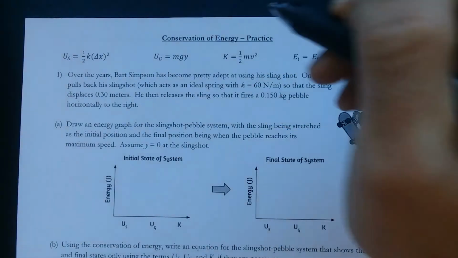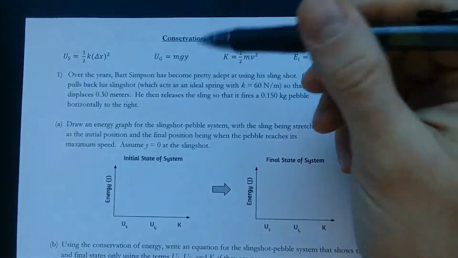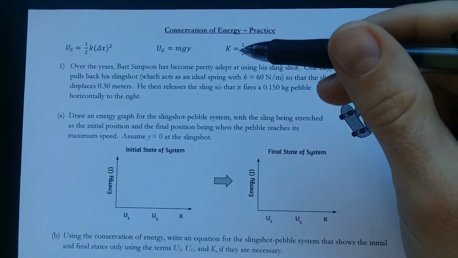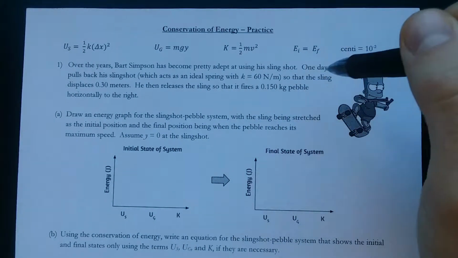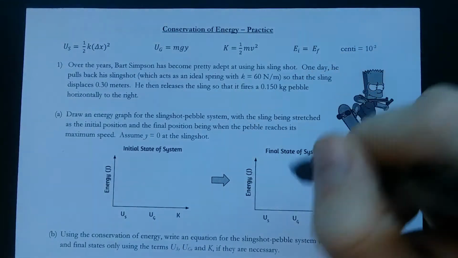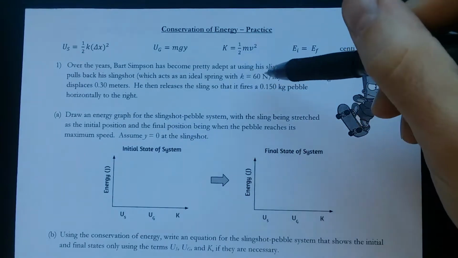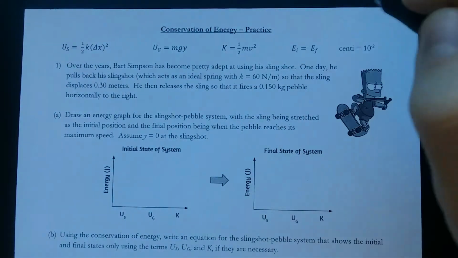All right, we are looking at this problem about Bart Simpson over the years. He's become pretty adept at using a slingshot. One day he pulls back his slingshot, which acts as an ideal spring, k equals 60 newtons per meter. So the spring displaces 0.3 meters. He then releases the sling so that it fires a 0.150 kilogram pebble horizontally to the right.